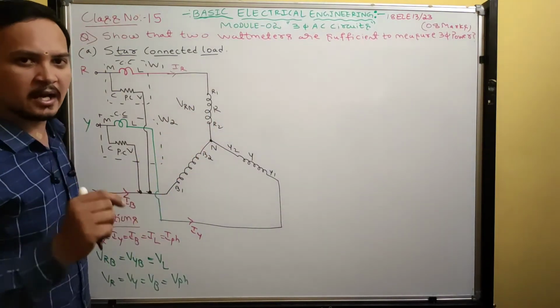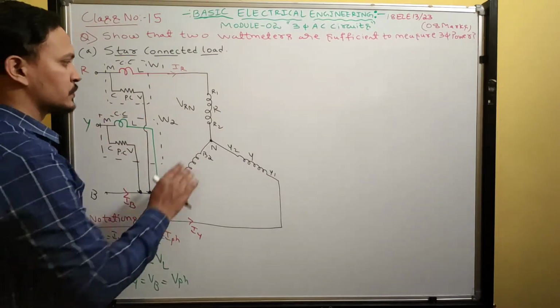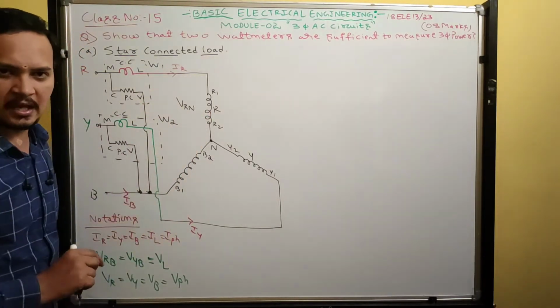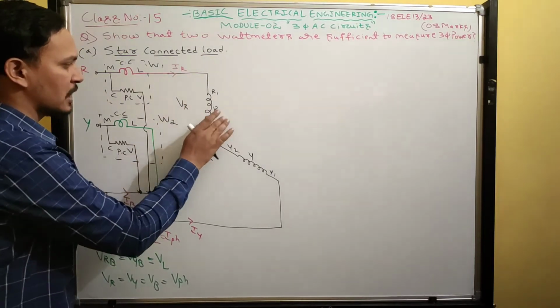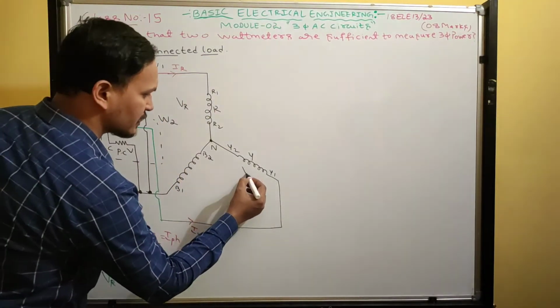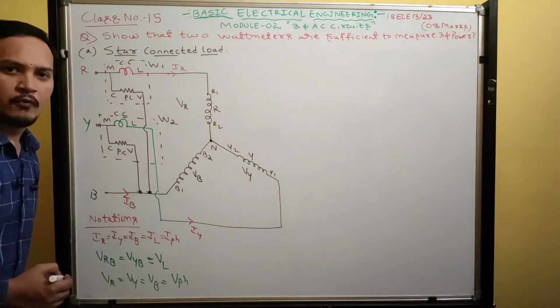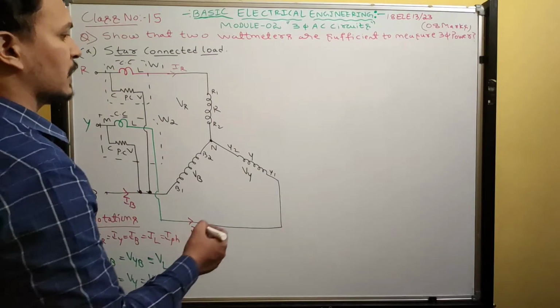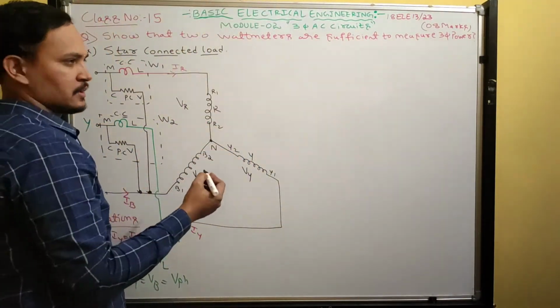So for a three-phase star connected system, the default neutral point will be there, so we are not using suffix n. Suffix n is neglected. Then we can write voltage in R phase as VR, voltage in Y phase as VY, and voltage in B phase as VB.